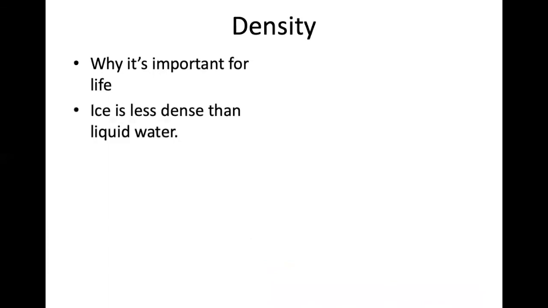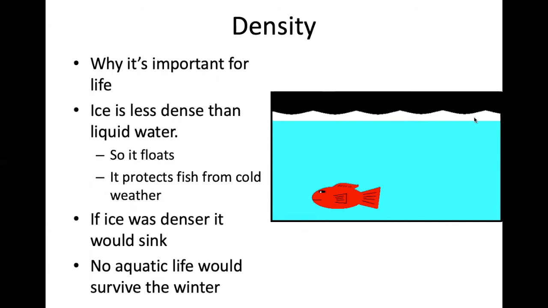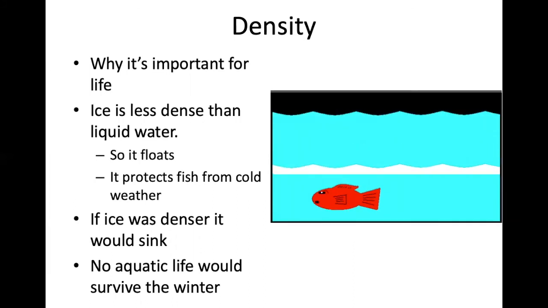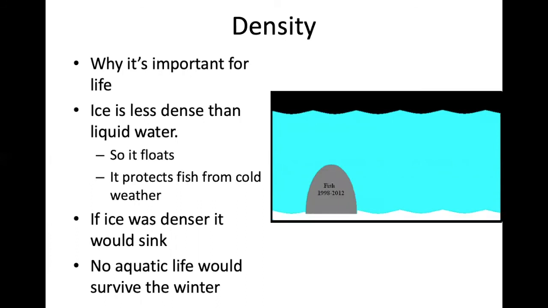So why is that important for life? Because very, very dense things will sink in water. When it's less dense, it will float in water. All this ice floating on the top will protect this fish from the cold, harsh winds and knocking tree branches down, things like that. This fish is safe. But if water got denser, that ice would sink and that poor fish would get crushed.